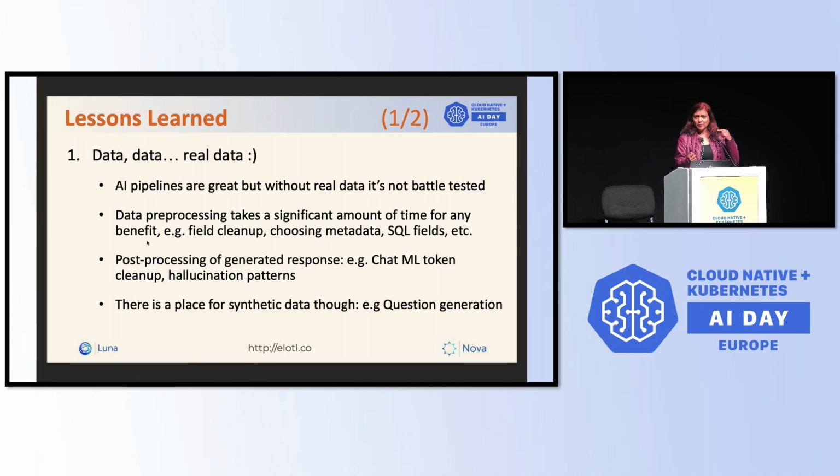In our case, a lot of time was spent on field cleanup, choosing metadata for the RAG pipeline, as well as SQL field importance and cleanup. Next comes post-processing of generated responses. There are a lot of ChatML, which stands for chat markup language, tokens which get generated as part of different LLMs. These needed quite a bit of cleanup. And only after we started testing with real data sets were we able to identify a large number of hallucination patterns. And once we were able to observe patterns, we were able to clean them up pretty well.